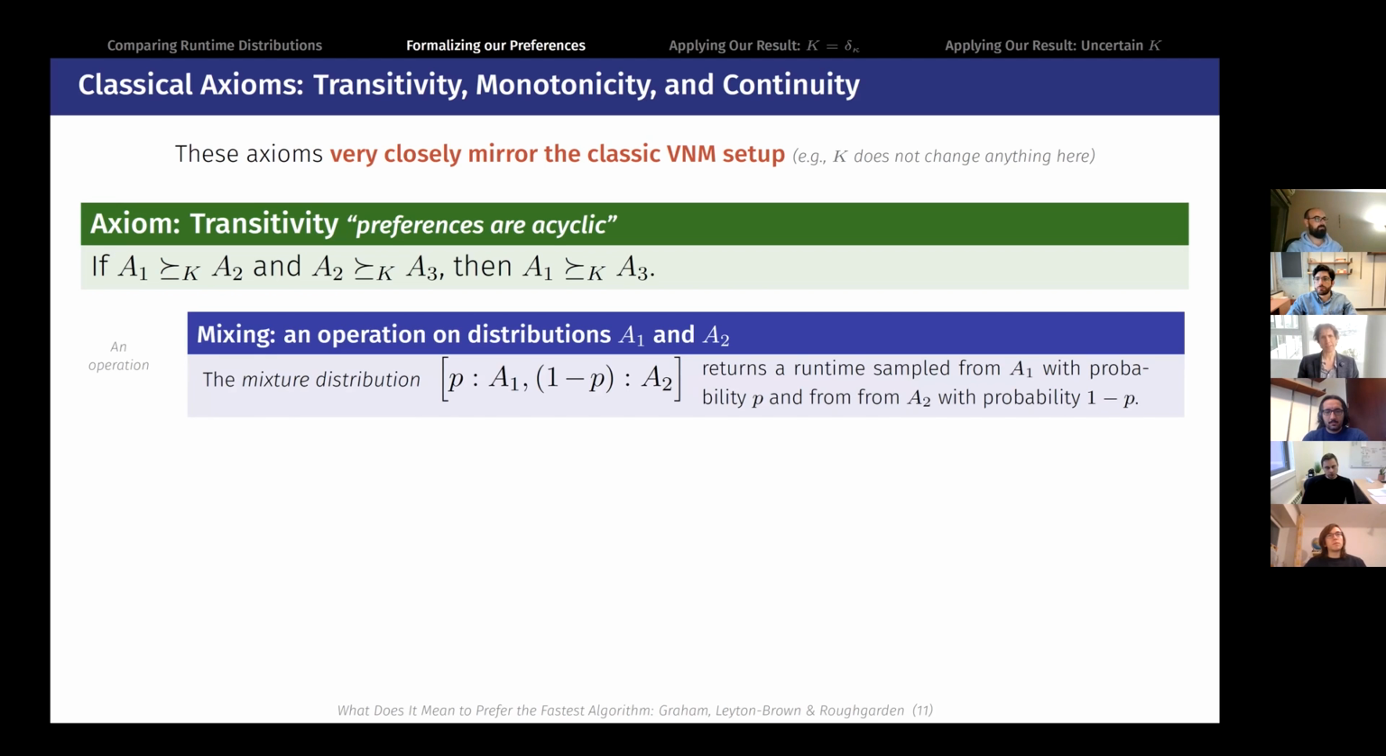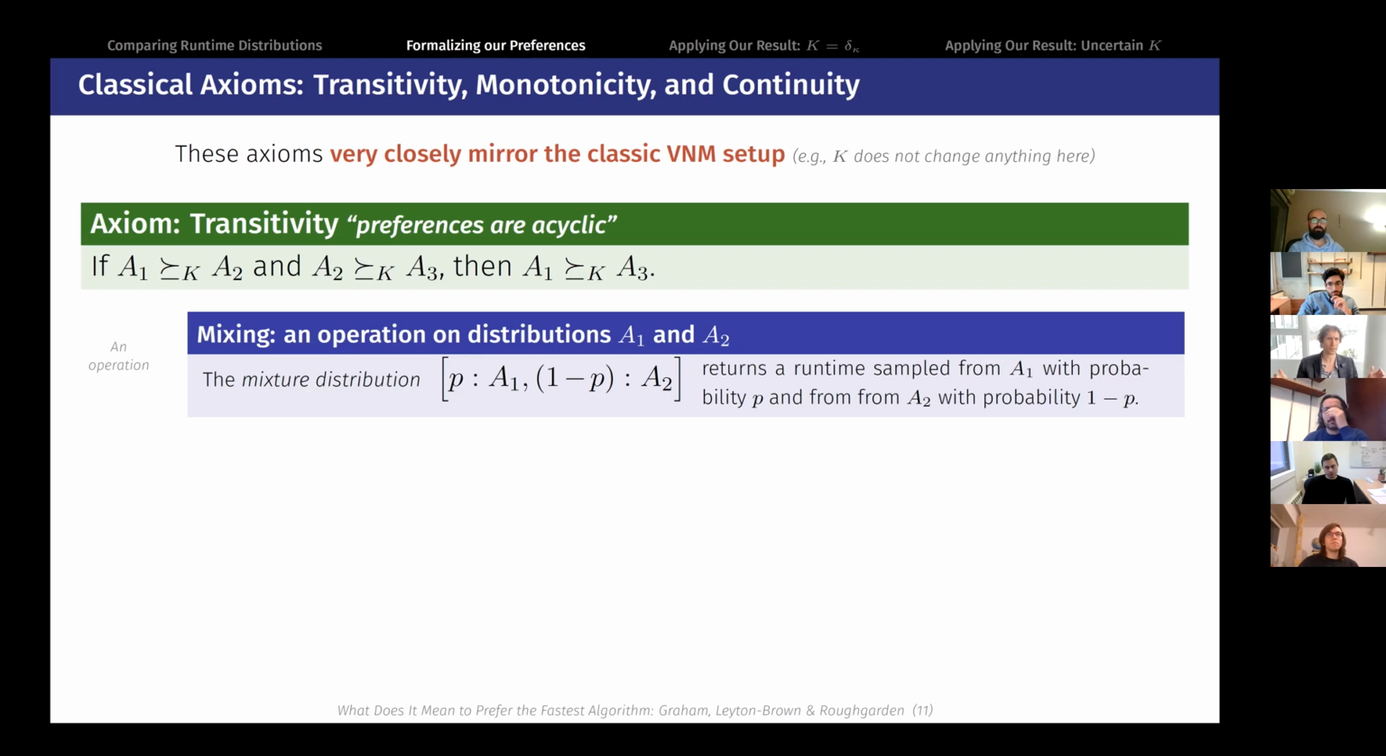I'm going to define a mixing operation. Remember, algorithms are just runtime distributions, so I can create new synthetic algorithms by composing runtime distributions together. Imagine I had two algorithms, A1 and A2. I can make up a new synthetic algorithm that says with probability P, I run algorithm A1, and with probability 1 minus P, I run algorithm A2. That gives me a new runtime distribution, which is this convex combination of the first two runtime distributions.